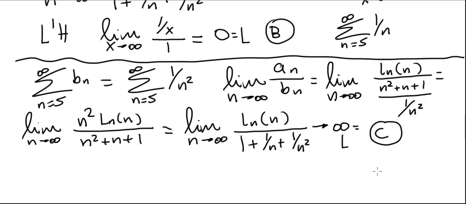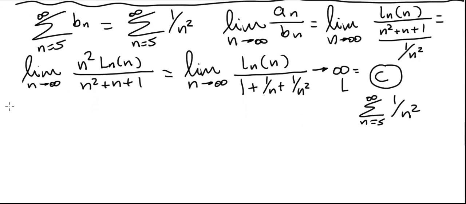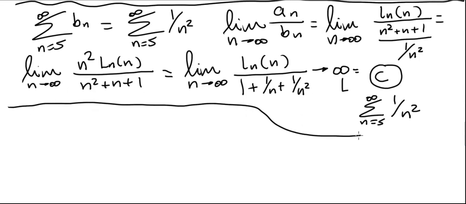For case C to work, the b sub n series must diverge, but our b sub n series is the summation from 5 to infinity of 1 divided by n squared. It converges, so again case C does not apply, and we have to try something else. Everything so far has failed to help us find if the series converges or diverges. Let's try a power of n that's between 1 and 2.